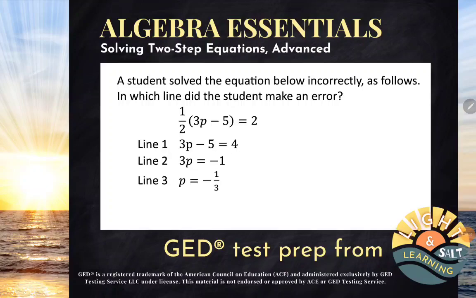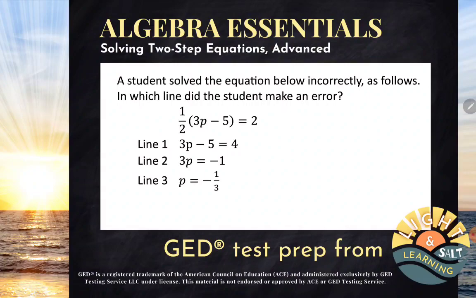Hey, Algebra students, let's look at a tricky little twist on solving these 2 and 3 step equations. So it says a student solved the equation below incorrectly as follows. We have somebody's error. In which line did the student make an error?